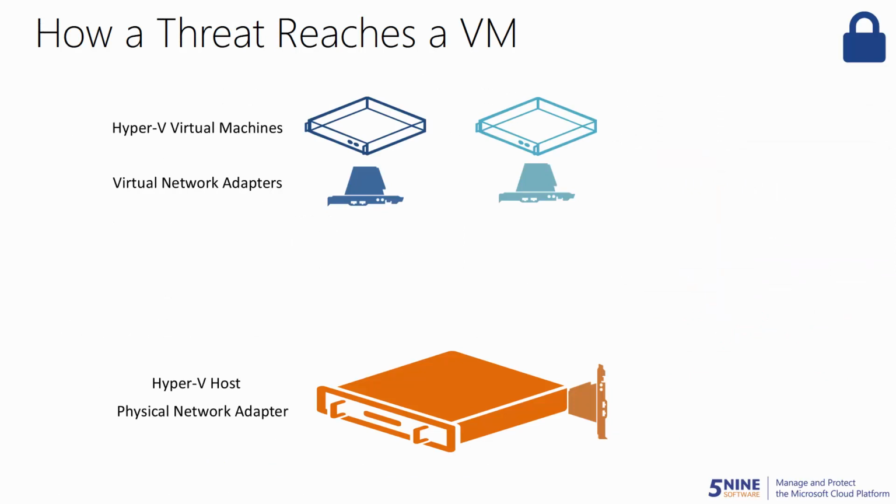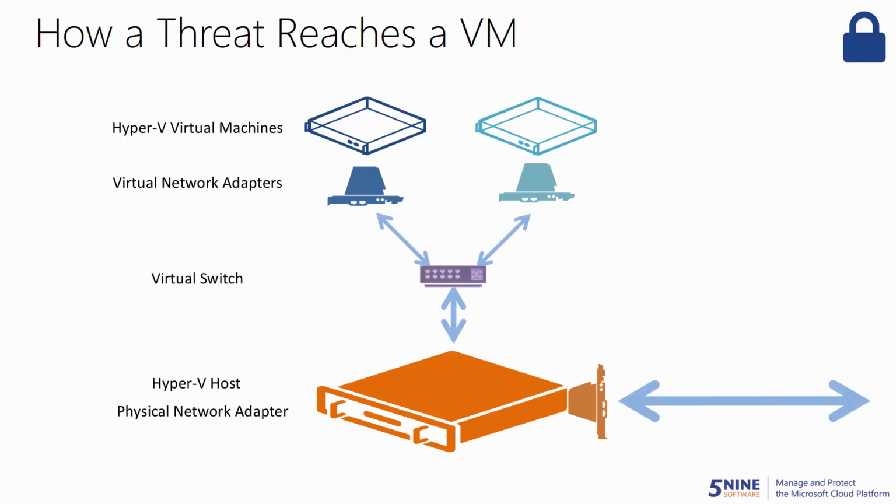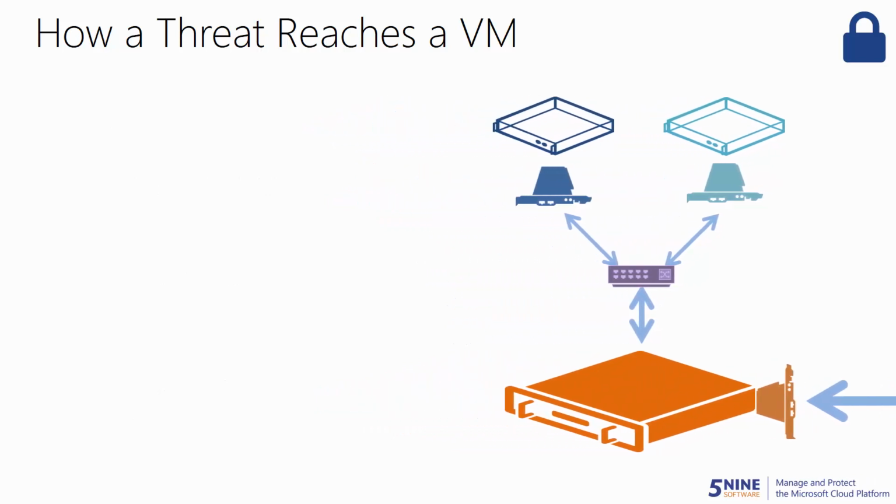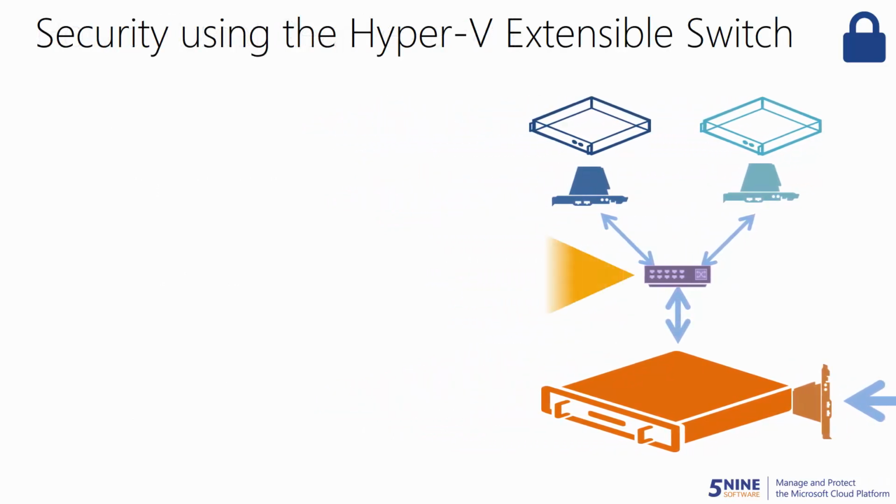virtual machine. If you think about the path that any type of security vulnerability is going to go through as it attacks your virtual machine, it has to travel through the Hyper-V host, through the virtual switch before it arrives at the actual VM itself. And it's at the virtual switch level where Five9 Cloud Security provides its protection.